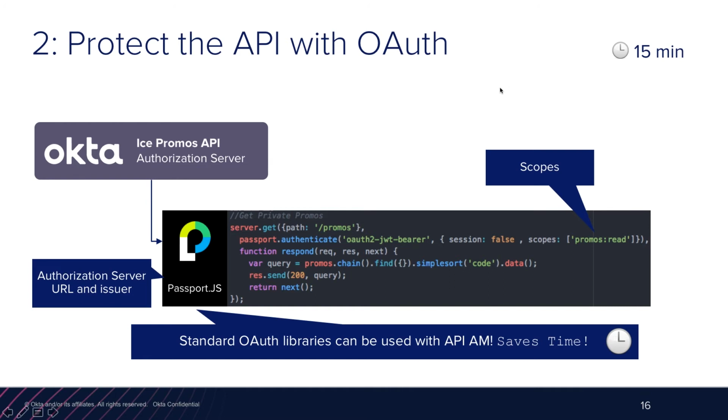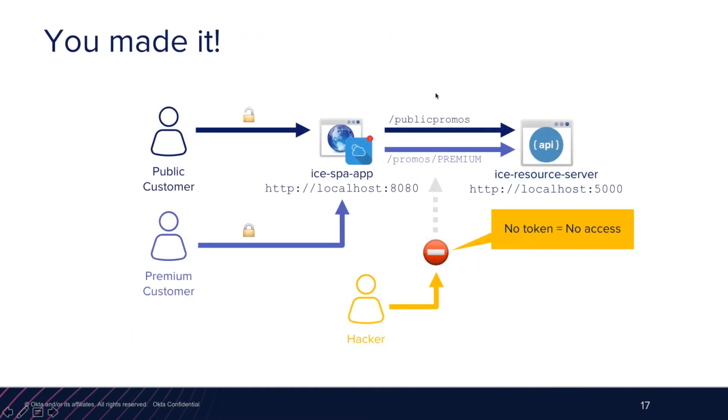Because Okta supports standard OAuth 2.0, I can integrate with standard OAuth libraries, and this saves me a lot of time, right? If I'm used to working with Passport.js or other popular authentication and authorization frameworks or libraries, it's just a matter of setting the right parameters for protecting it. And yes, with this we made it, right? So now hackers can no longer access my premium promos without having a token issued by Okta.